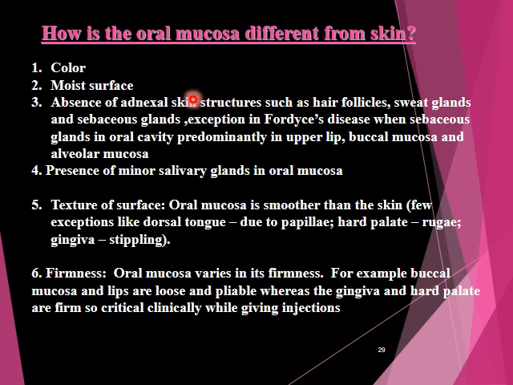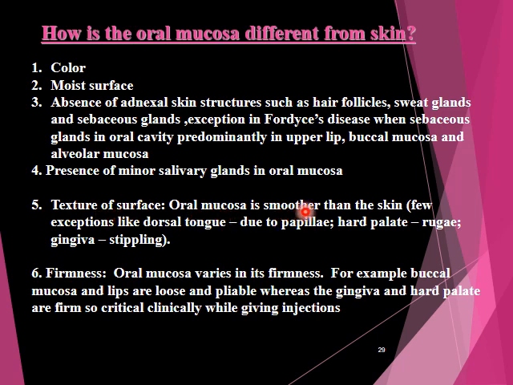How does the oral mucosa differ from the skin? First, by color. Second, moisture of the surface. The oral mucosa is moist because it contains minor salivary glands. Third, absence of adnexal skin structures such as hair follicles, sweat glands, and sebaceous glands. An exception is Fordyce disease, when sebaceous glands are present in the oral cavity, in the upper lip and buccal mucosa and alveolar mucosa. Fourth, presence of minor salivary glands in oral mucosa.